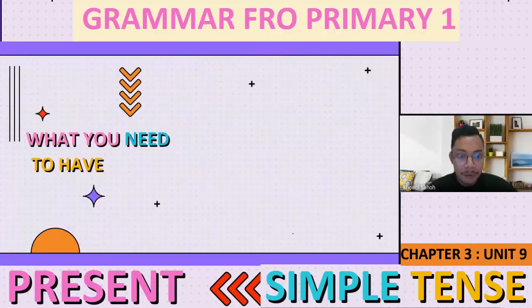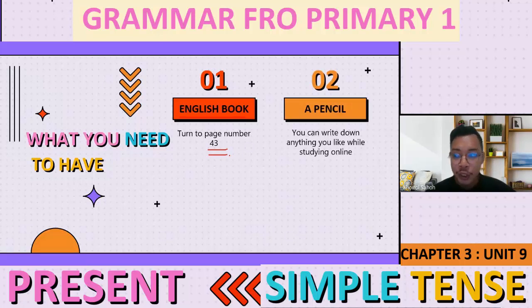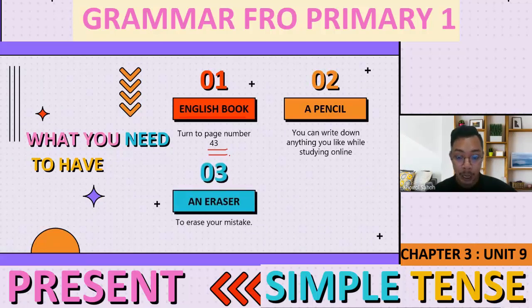What you need while you're studying with me online: first, your English book. Don't forget to have your English book and turn to page number 43, the grammar book. Second, I want you to have your pencil so you can write down anything while you're studying with me online. Third, I want you to have your eraser so you can erase your mistakes and not make your book dirty. So don't forget your English book, a pencil and an eraser.